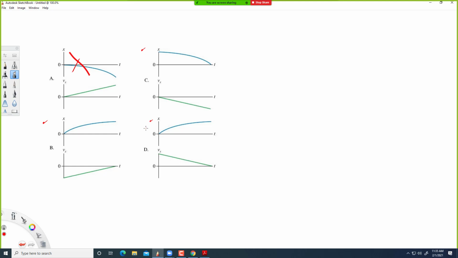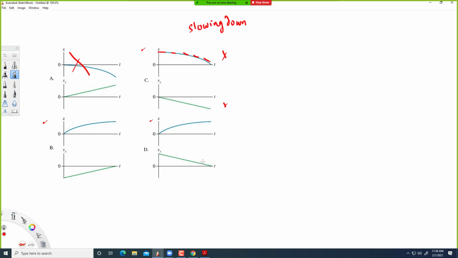So this is fine. Now let's look at the speed. What can you say about the velocity? It slows down. Slowing down means the steepness is decreasing. The velocity curve has less and less speed. So which one would be the right one? Here, the steepness is increasing as it goes down, so that's not right.